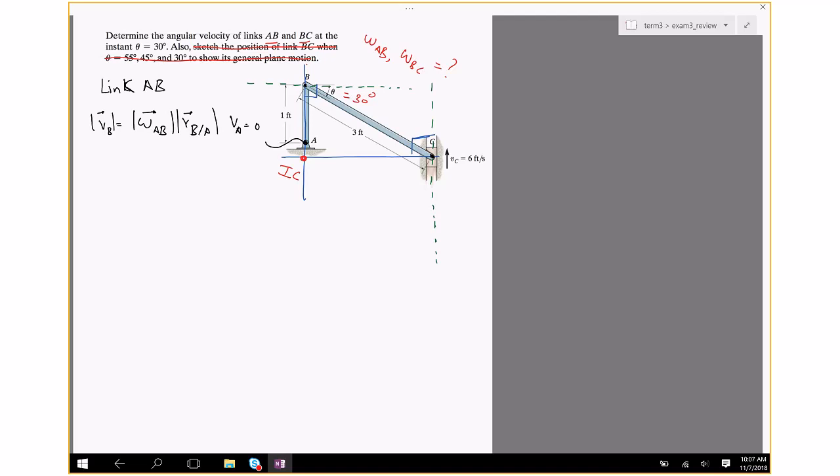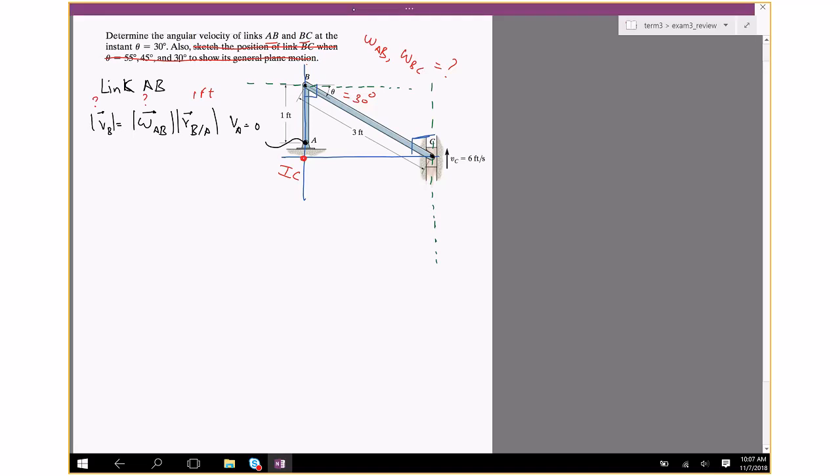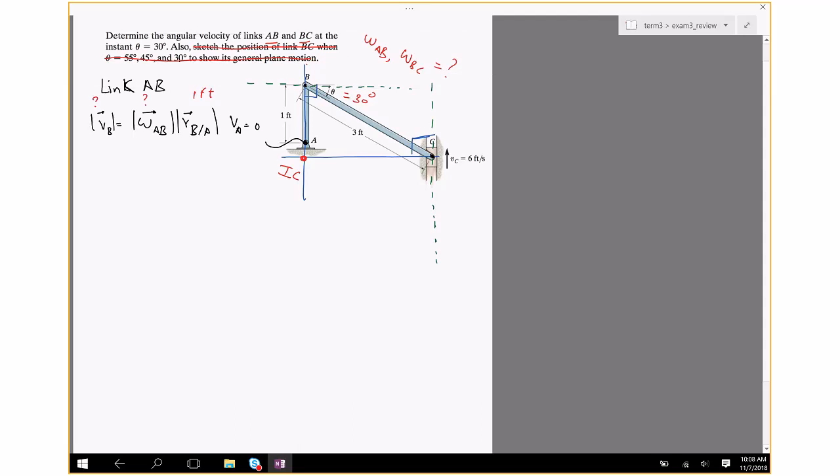So velocity of B is unknown. Omega AB is unknown, and the length of AB is, you can see, 1 foot. So there are two unknowns. We can't solve for the two unknowns unless we generate more equations. So this is where we go from AB to BC. Let's write the equations for link BC, and this is where I'll use the IC.